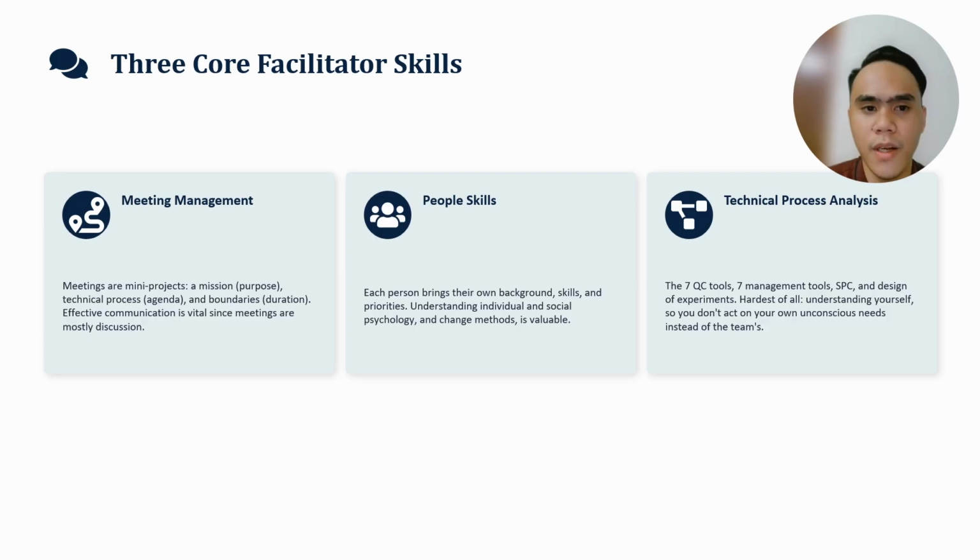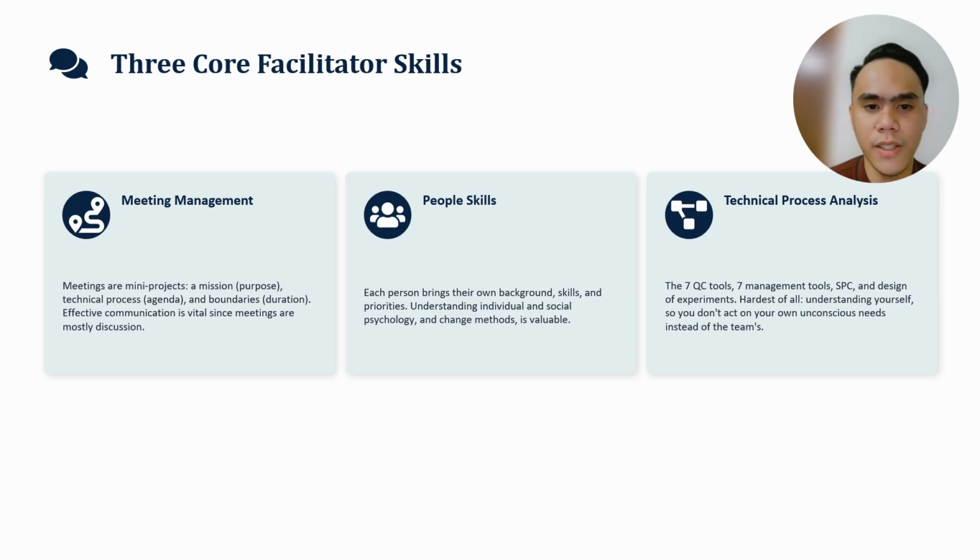An effective facilitator needs a generally broad range of capabilities, and the chapter singles out three as the most important. So let's go through each with the real depth from the text. So, meeting management skills. A facilitator needs to know how to run meetings so they effectively use the time available. There's a nice framing device here. Meetings are in many ways like mini projects with a mission, which is the purpose of the meeting, a technical process, which is the meeting agenda, and boundaries, which is the meeting's duration.